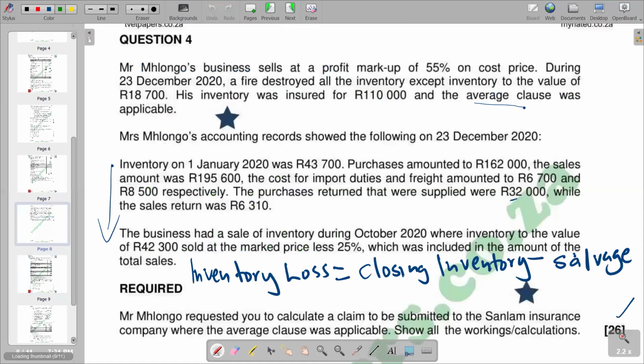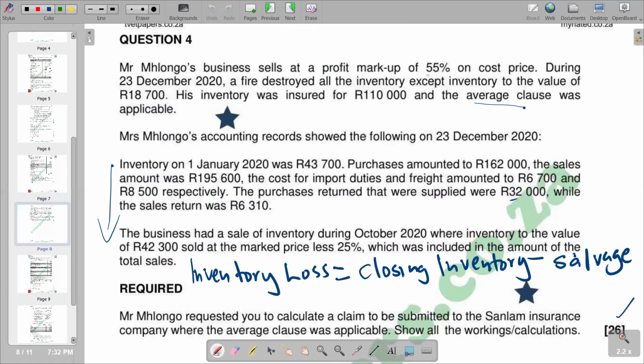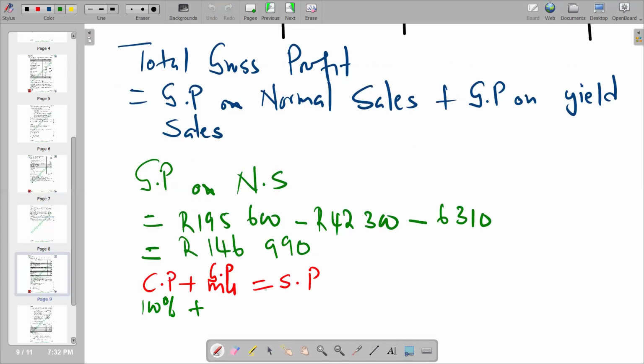So to calculate our gross profit, we are told the business sells at a profit markup of 55% on cost price. So basically, remember, we are going to use the formula: cost price plus markup. Obviously, markup is the gross profit. And then you are going to get your selling price, where the cost price is always 100%, and we are given markup as 55%. So you add the two, you get a total of 155%. So basically, this is now the representation that we have.